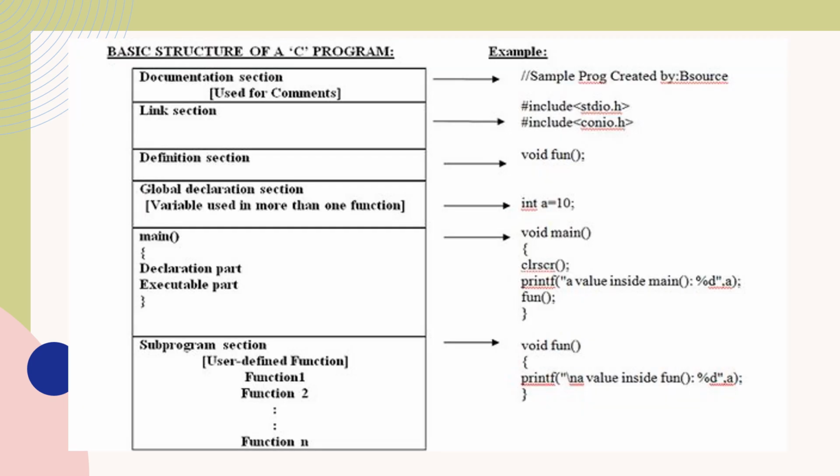And here you can see an example of the basic structure of a C program. Here you have the documentation section. It's like a hash sample program created, and then you have the link section which includes hash include stdio.h and hash include conio.h, that means console input output header file. And then here you have the definition functions like void function. Here you have the declaration as an integer, and the constant is assigned to the variable name a. And here you can see the main function, and inside the main function you have the declaration statements, and you also have the executable statements.